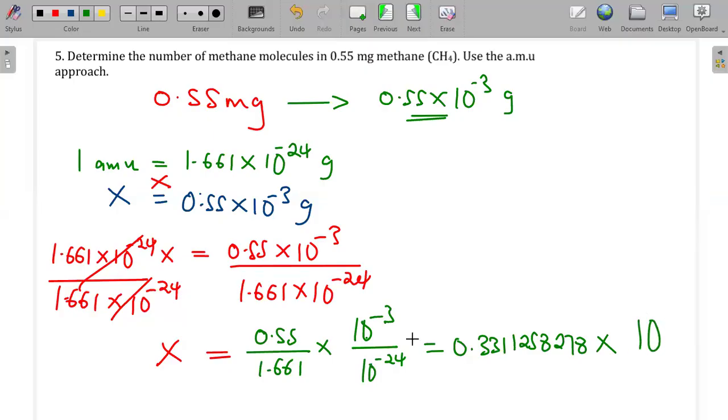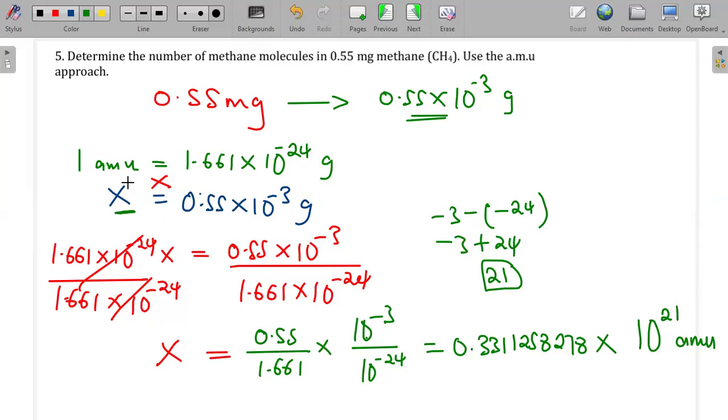So that is 10. And then I can subtract the power. So this is minus 3, and then minus, because these are dividing, and inside the brackets I have minus 24. So I'm going to have minus 3 plus 24, and this is just going to be 21. So that's the power that I put there. Okay, 21. All right, but what is this? These are atomic mass units. Remember, the x was there for the atomic mass unit. So meaning this mass here has equivalent atomic mass units like this.